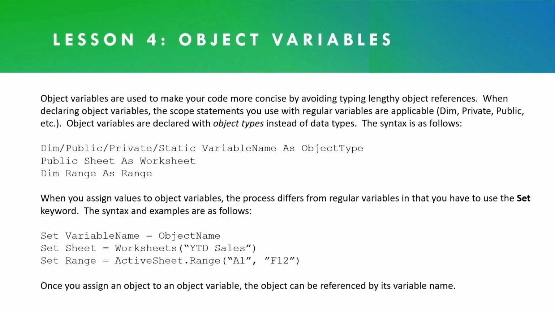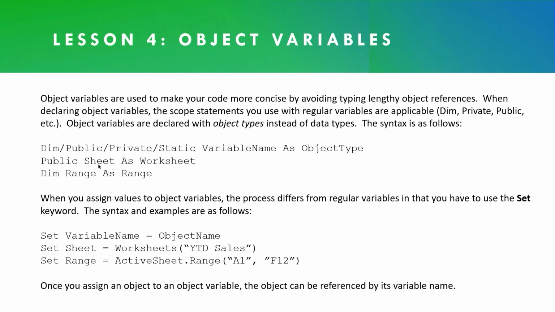Object variables are another way to make your code more concise because you can avoid typing lengthy object references. You use the same scope statements you use when declaring regular variables, so Dim, Private, Public, etc. And they're declared with object types instead of data types. So I have the syntax here. You're using whatever scope keyword you need to use, the name of the variable, as object type. So here are some examples.